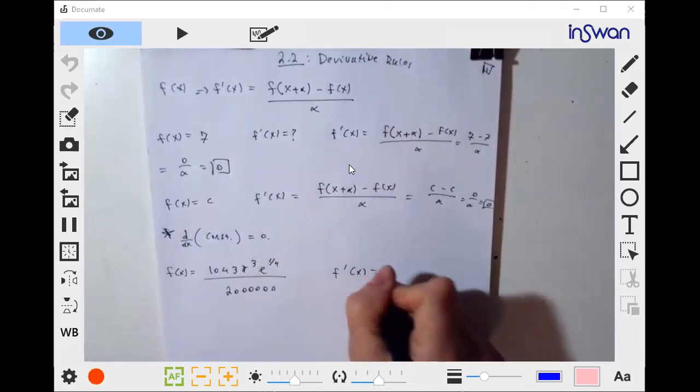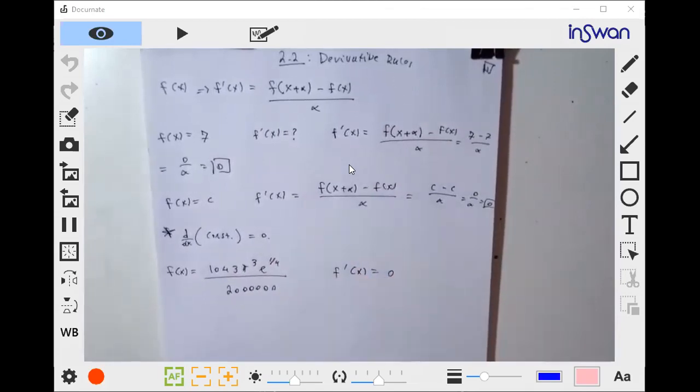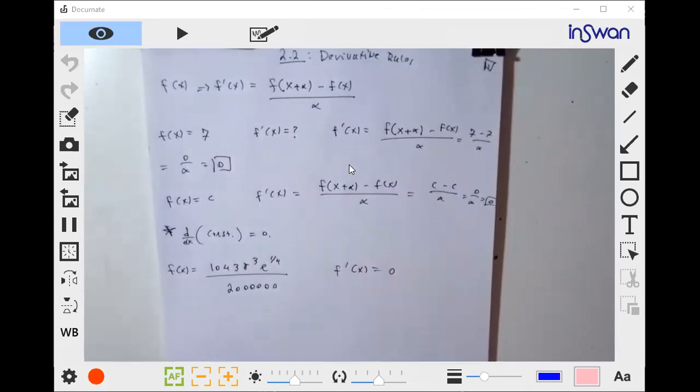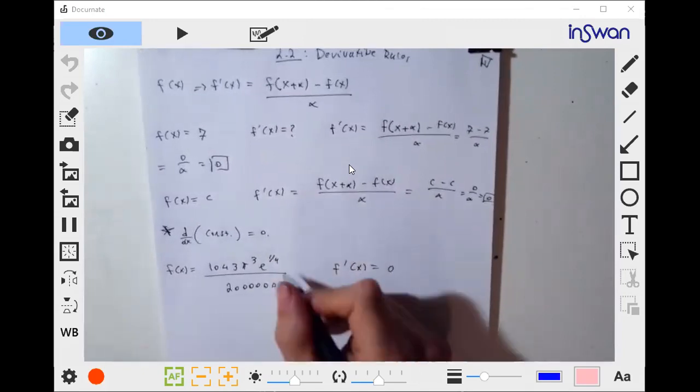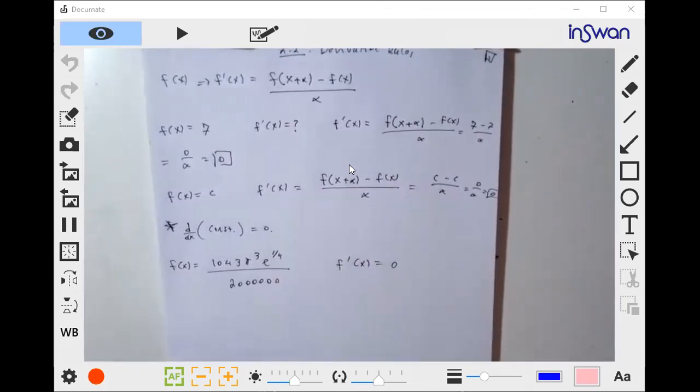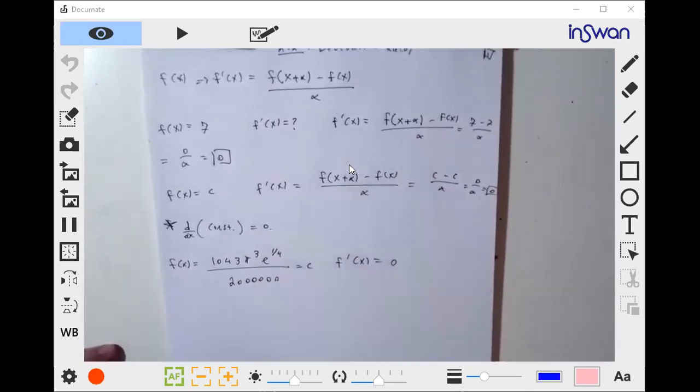Well, f prime of x is just equal to 0 because this is just a constant. All those fancy numbers over there, e, pi, all these huge numbers that we're talking about. Overall, this is just a ratio of two real numbers, which is a real number, and it's constant, and so it equals some c. And so when you take its derivative, it equals 0.